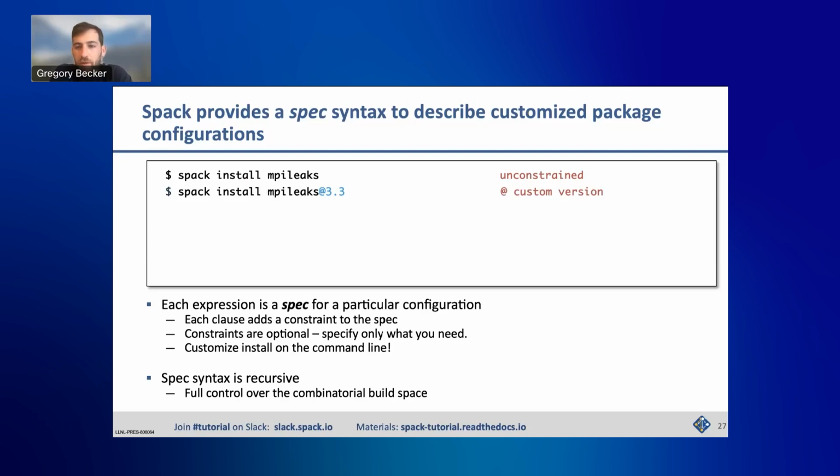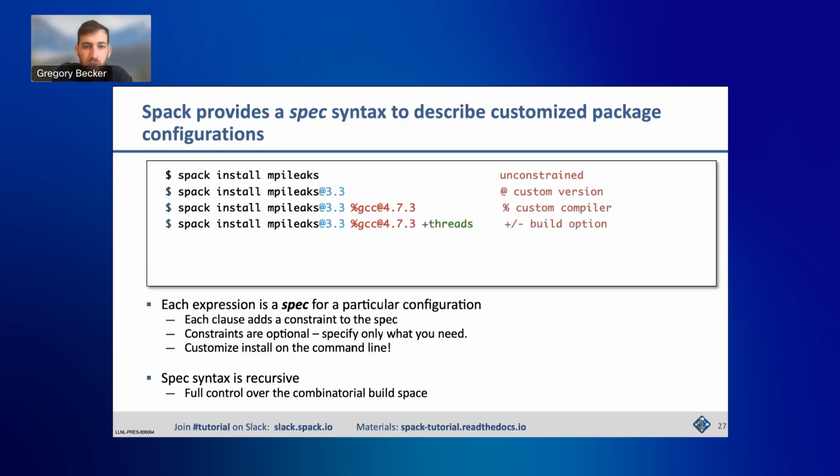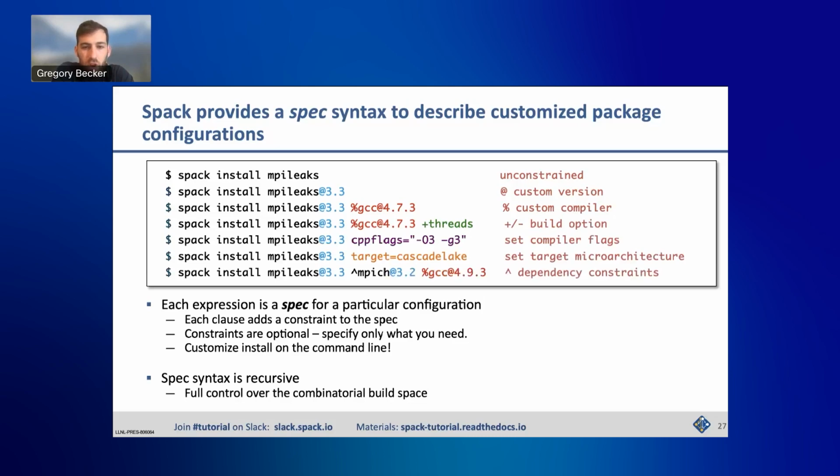If we say @3.3, that's the version. The percent is for a direct dependency, and the version obviously telescopes into the dependency. So what we can say about MPI libraries, we can say about GCC and specifying its version. We can specify build options, compiler flags, architectures, and again, with the caret, we can specify dependencies more broadly, whether it's a direct dependency or not.